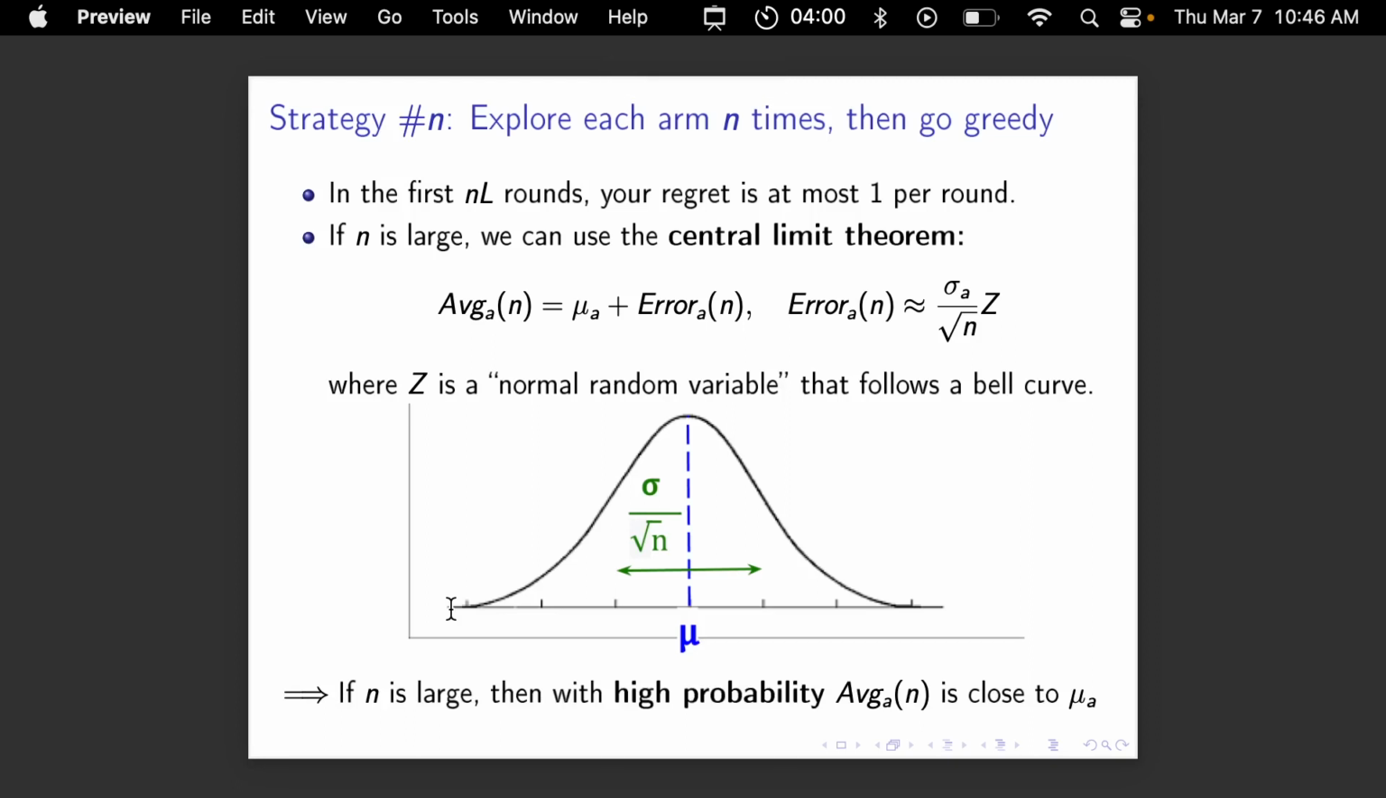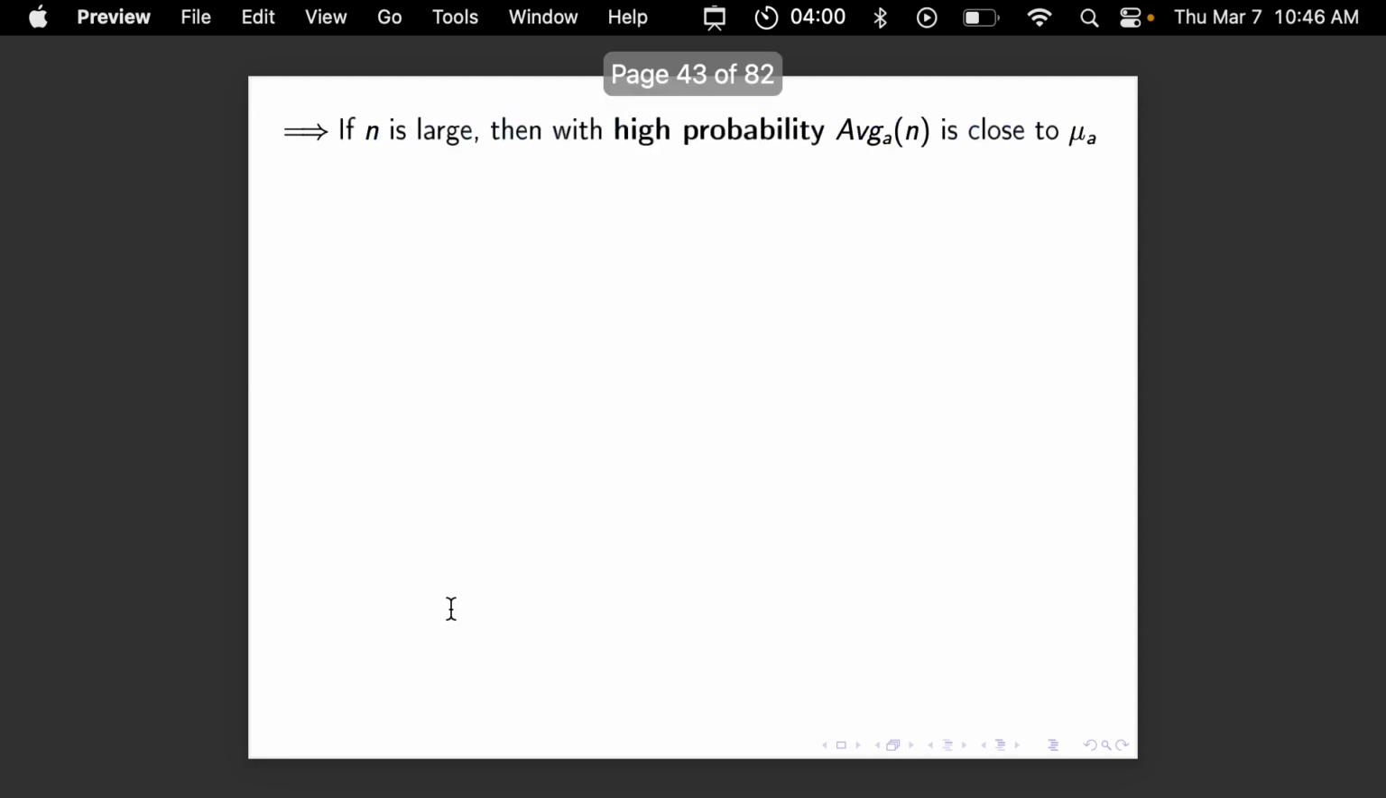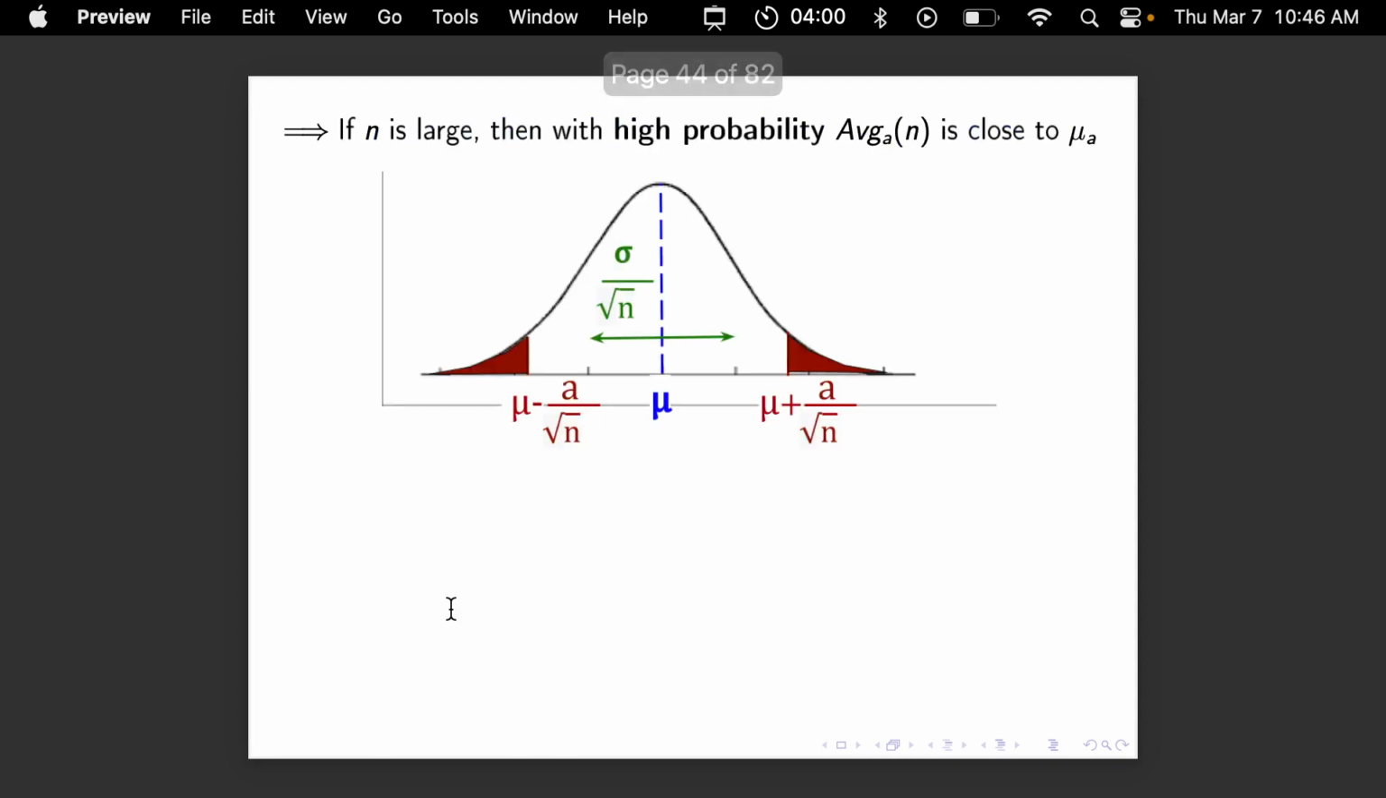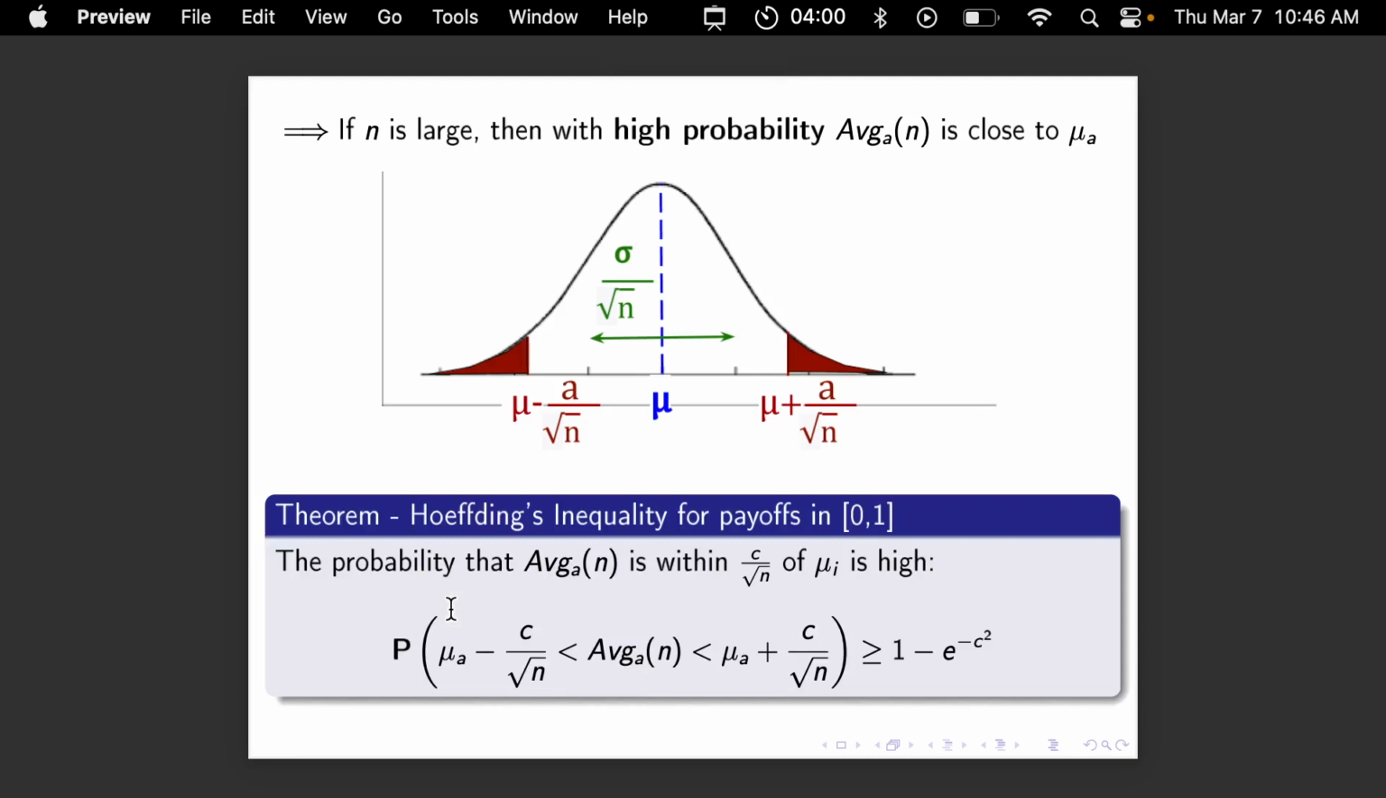Okay. So if n is large, there's a high probability that the average we see is close to the true mean of the arm. So we can rule out with low probability that what you see is far away. We're going to use a precise version of this, called Hoeffding's inequality, Hoeffding being some German mathematician. The probability that the empirical average, the experimental average you see in the first n rounds, is within c over square root of n of the true average is high.